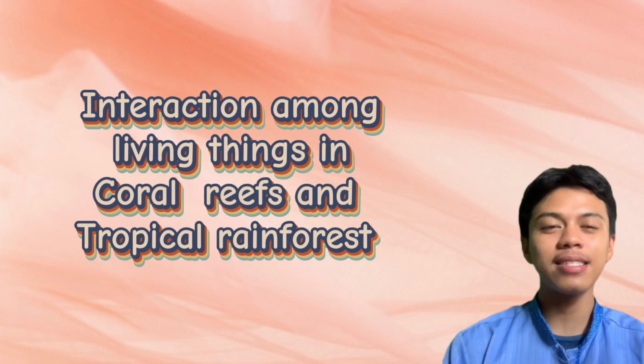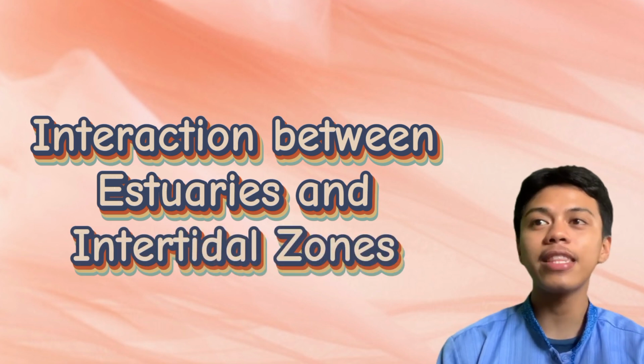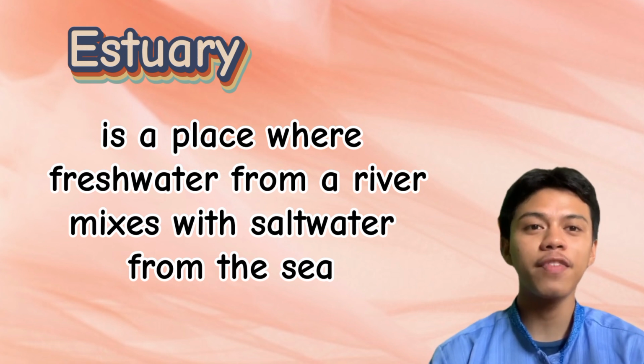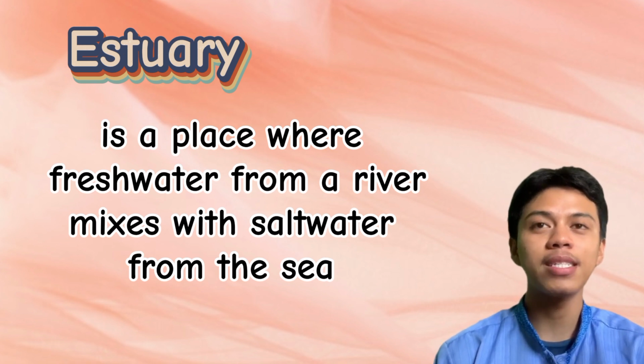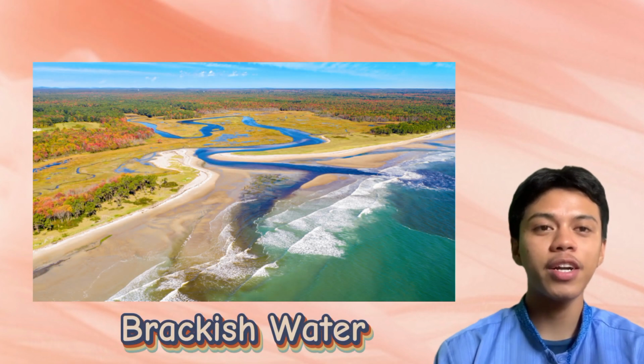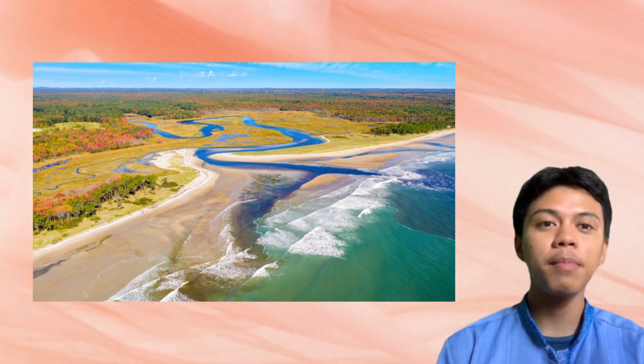Today, we will be learning about the interactions among living things in coral reefs and tropical rainforests. But before that, let us have a quick review of our last topic. So our last topic is the interactions in estuaries and intertidal zones. An estuary is a place where fresh water from a river mixes with salt water from the sea. This combination of fresh and salt water is called brackish water. Mostly makikita din natin ito sa mga sea and river na nagmi-mix yung fresh water and the salt water.